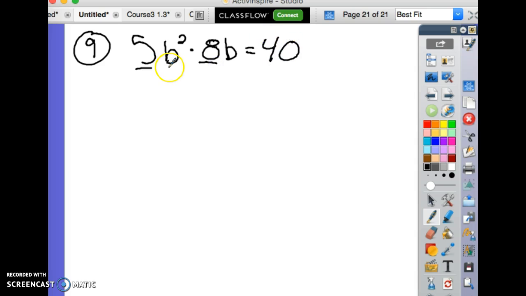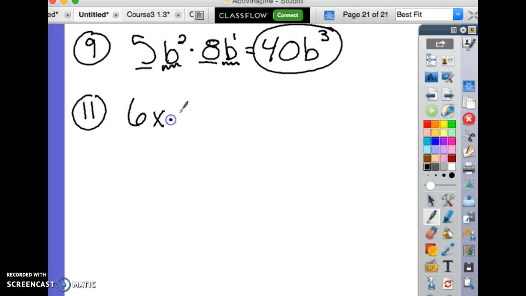Here's b squared. If you don't remember, when you have a plain variable or a number, the exponent is 1. Not necessary to write that there. If that helps you, write it, but you don't have to. So here are 2 b's, and here's 1 b. So together, that makes b to the 3rd. 11.